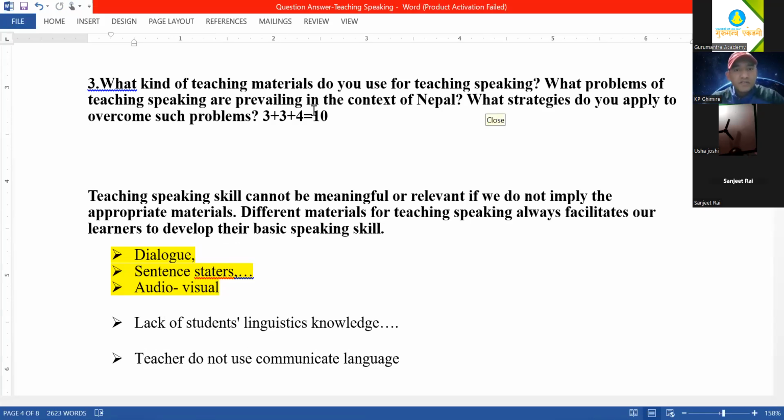Hegemony and interference of GT methods, which you can write. So make a list of all, you know? And then what you can do? The last part is what strategies you apply to overcome such problems. What do we have to do? The same thing you can write.